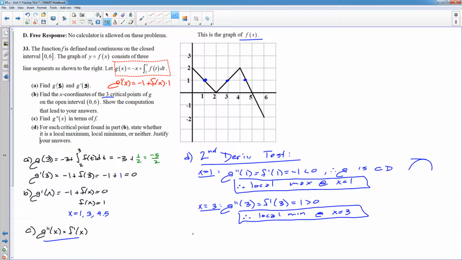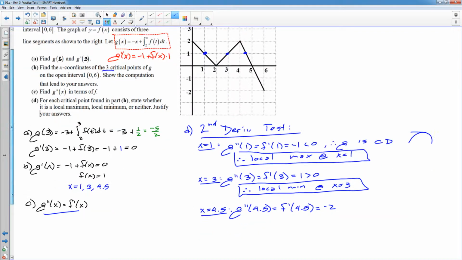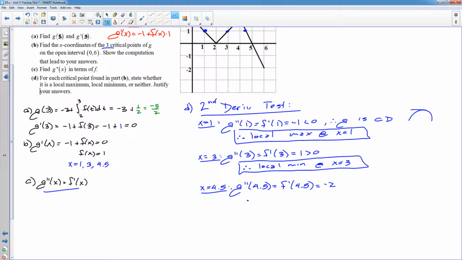All right. And then finally, we plug in 4.5 and g double prime of 4.5 would be the same thing as f prime of 4.5. And the slope of f at 4.5 is negative 2. That is a negative number. And if your second derivative is negative, that means your function is concave down, and we have a local max at x equals 4.5.